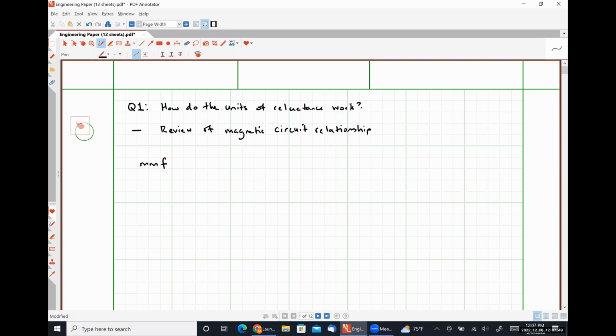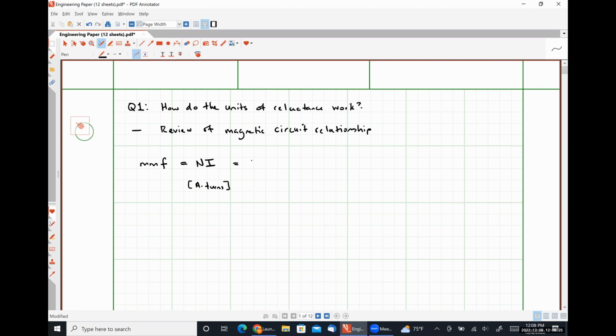Magnetomotive force, MMF. This is analogous to voltage in an electrical circuit. So this is the quantity that's driving flux around the magnetic structure. Our MMF is equal to N times I. So this is just the total current. N is the number of turns. Current is in amperes, so this is in amp turns. That is the unit of MMF.